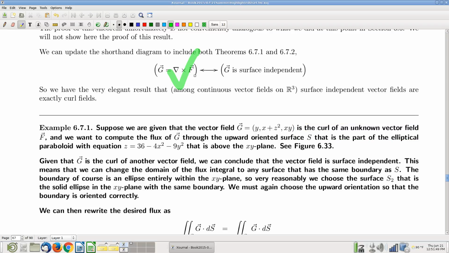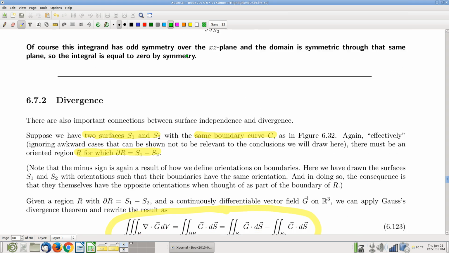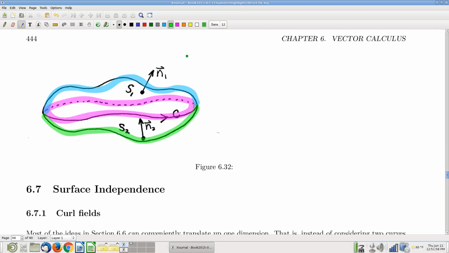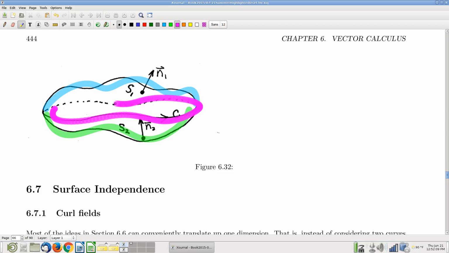Okay. But it turns out that there is a way to test, and it has to do with divergence. I'm getting ahead of myself. We're going to go back to this picture here. Here's a picture of two surfaces with the same boundary curve. By the way, notice the orientations. The orientation is upward on the upper surface, and it is upward on the lower surface.